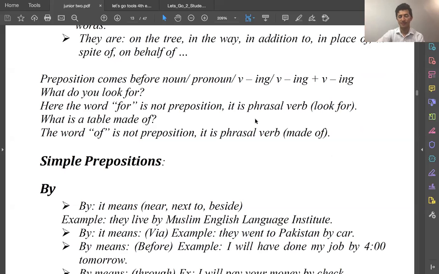Remember, sometimes there might be some words that look like prepositions, but a preposition is always used before a noun or pronoun. When you see words in other locations, like here, made of, of is used after made, after a verb. And like another phrase here, look for. See, for comes after look, after a verb. Remember, in these situations, they are not prepositions, they are phrasal verbs.